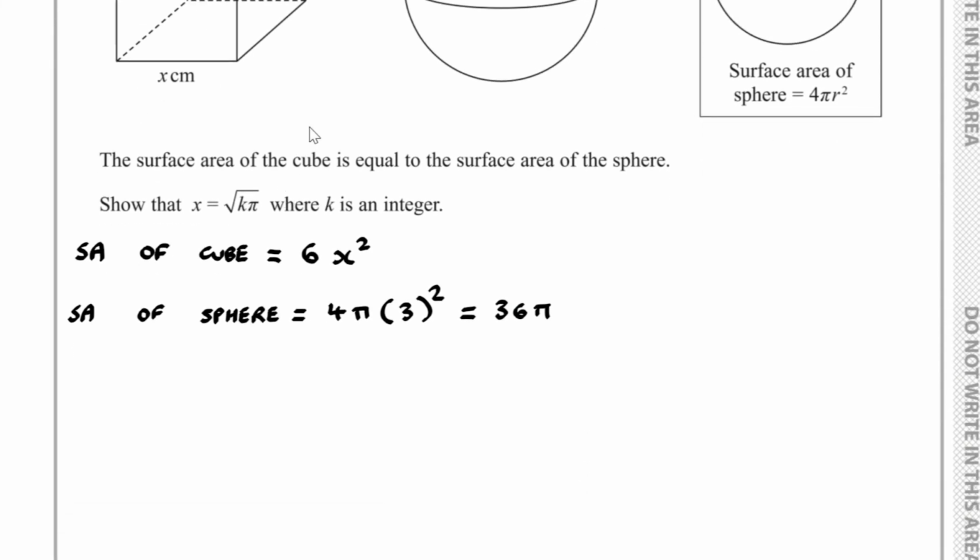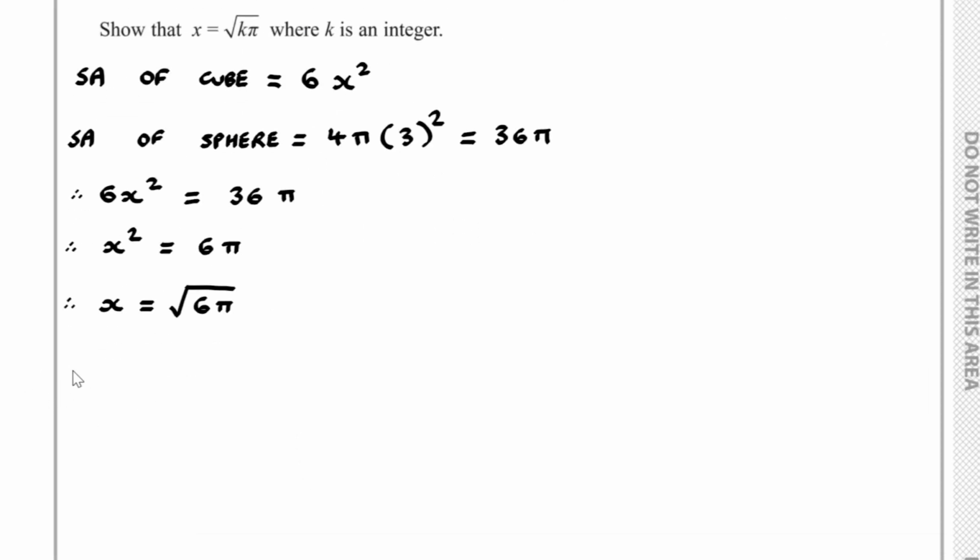We know that the surface area of the sphere is equal to the surface area of the cube. And so therefore we have 6x squared equaling 36 pi. x squared is equal to 6 pi. x is equal to the square root of 6 pi. And so therefore, the value of k we require is 6.